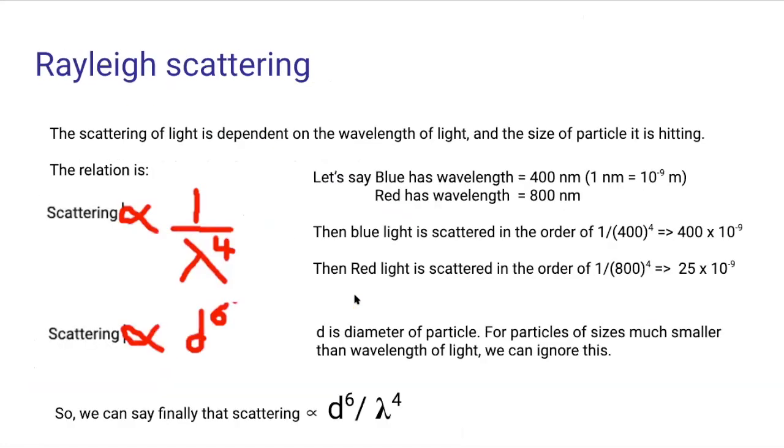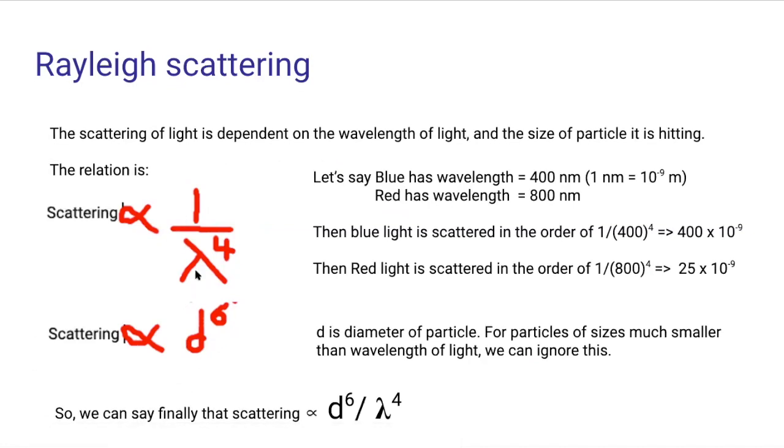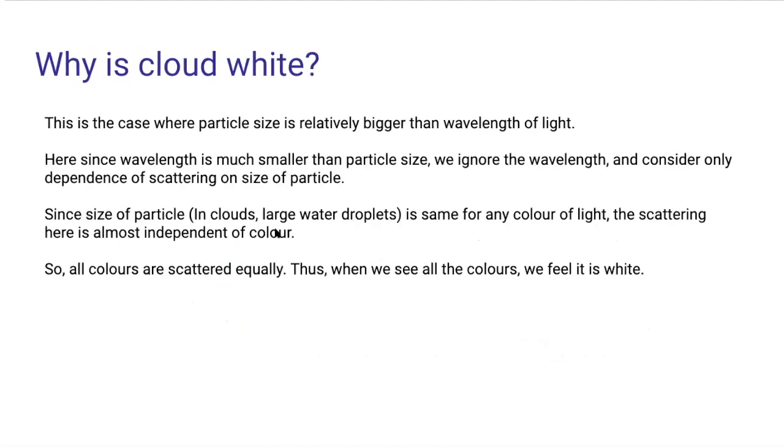So what happened here? When the wavelength was bigger than the particle size, we ignored the particle size. But here with water droplets, the particle size is much bigger than the wavelength. So we can ignore the wavelength. That is, we can ignore the colors. The particle size, that is the large water droplets, is obviously the same. Just because red color goes, it doesn't mean the droplet will become small or anything. No. So it is the same for all the colors. So the scattering of light for this is independent of the color.